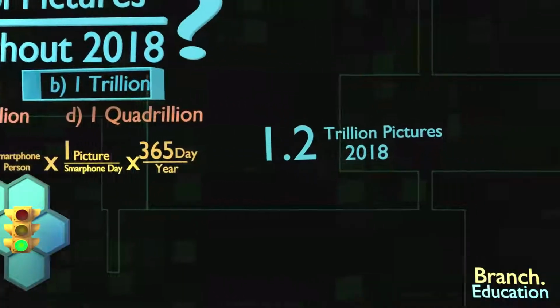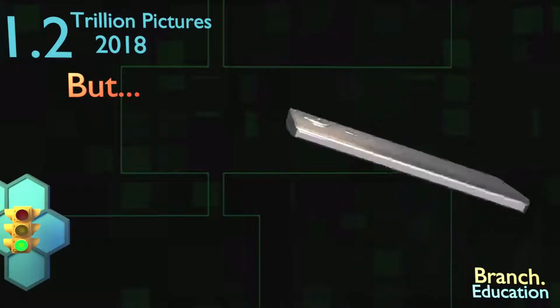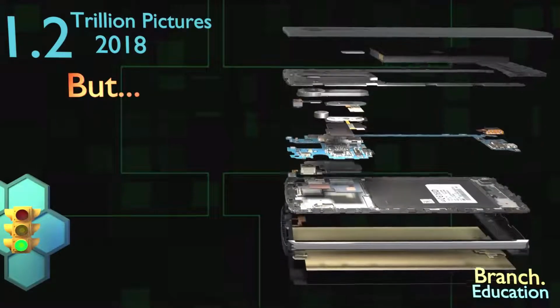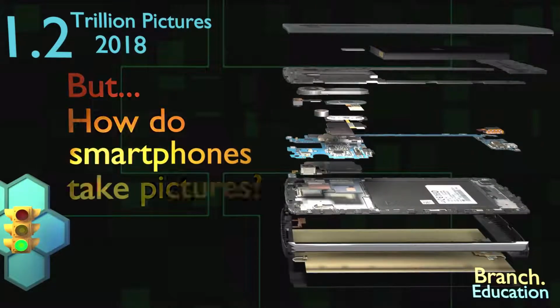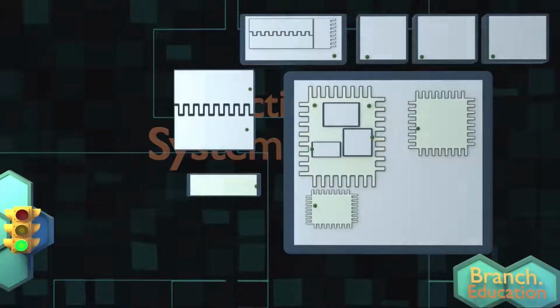That's an astounding number of pictures, but how many different parts of your phone have to work together to take just one of those pictures? That's the question we are going to explore. How do smartphones take pictures? So let's dive into this complex system.